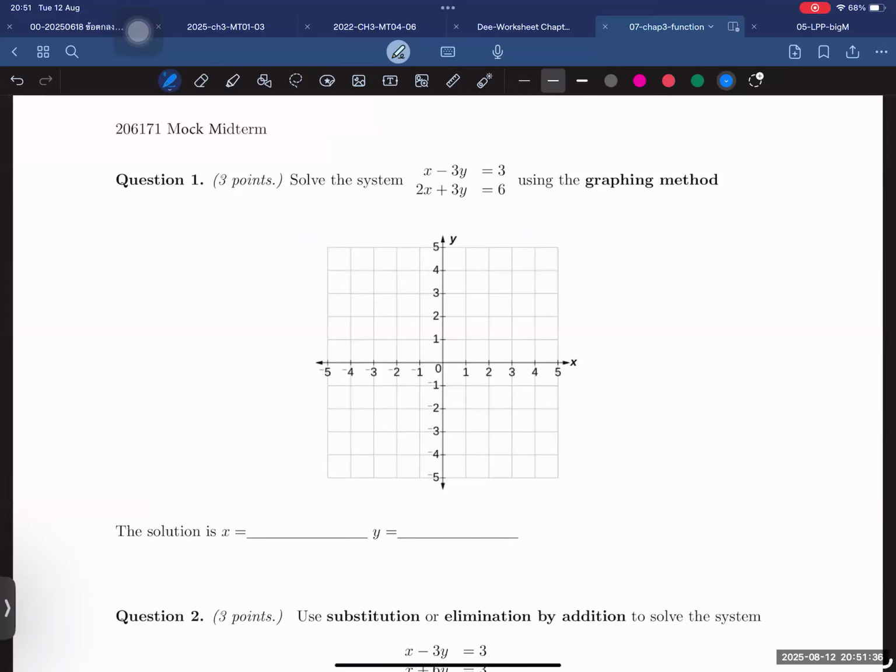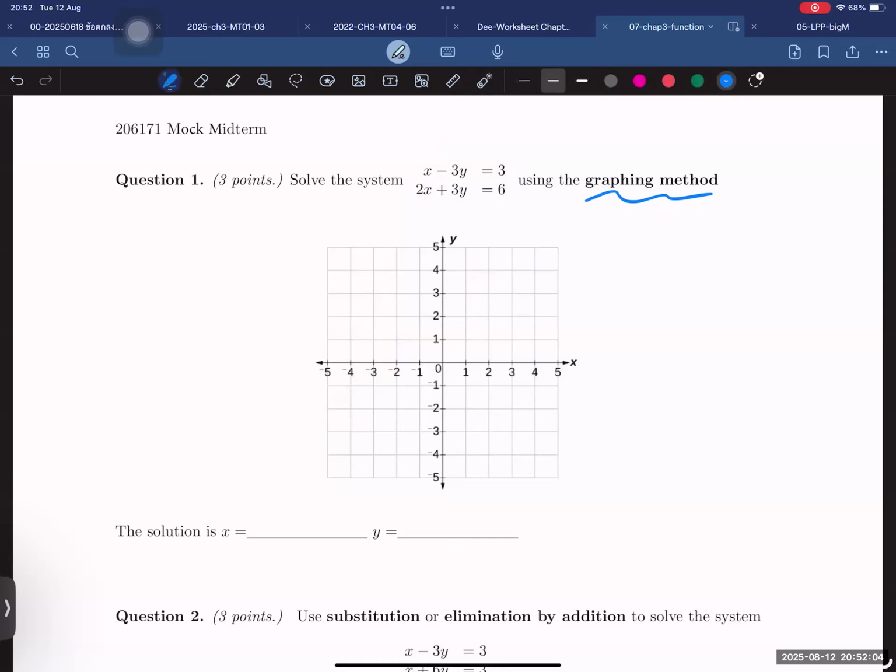All right. Number 1, solve the system using the graphical method. So we just draw the graph, right? And then we try to find the intersection. How to draw the graph here? Basically, we can just assume when x is 0, what is y? And when y is 0, what is x? So we're going to get 2 points and then we can draw the line, right?